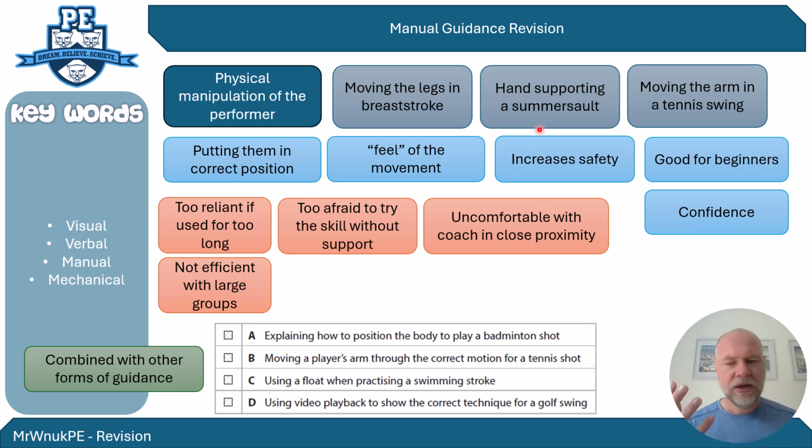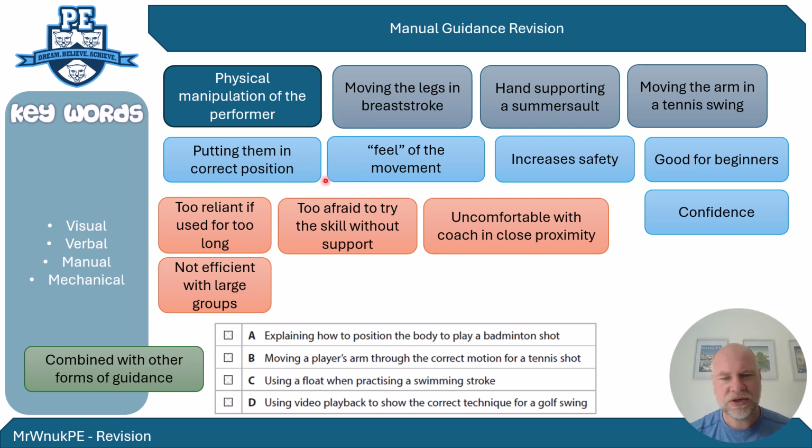You might hold their hand and then they grasp it, and then you put your hand on the back and they flip over doing a somersault, and the coach will support that. Or it could be moving the arm and lifting the tennis racket up, and the coach moving that arm up. So it's where the coach is physically manipulating the body of the performer.